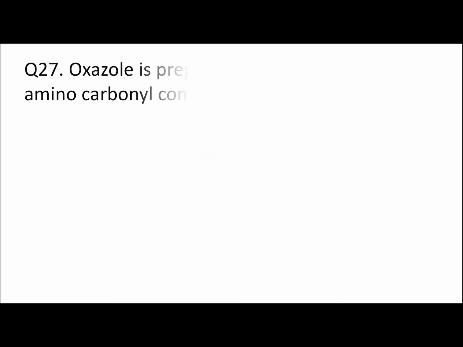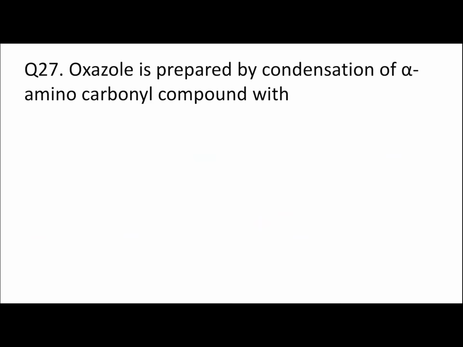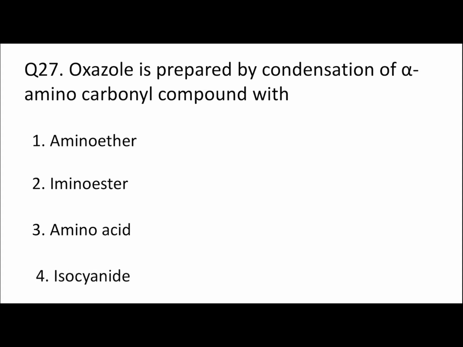Next, oxazole is prepared by condensation of alpha amino carbonyl compound with amino ether or amino ester or amino acid or isocyanide. Oxazole contains one nitrogen and one oxygen. Okay, so here the answer is amino ester. If we have to condense alpha amino carbonyl compound, then we can only condense with amino ester and form oxazole.